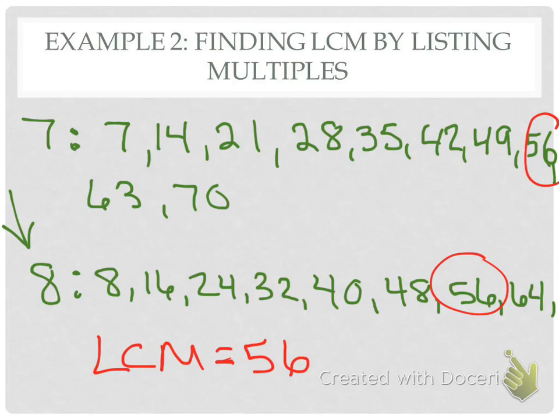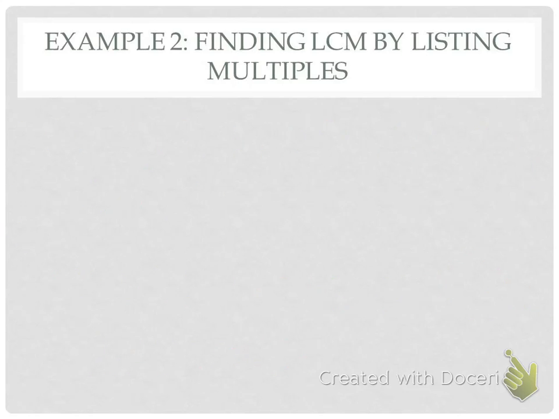So that's finding LCM by listing multiples. That's different from factors. Factors are numbers that go into a number. Multiples are products of a number. Now I want you to do one on your own: 2, 6, and 14.